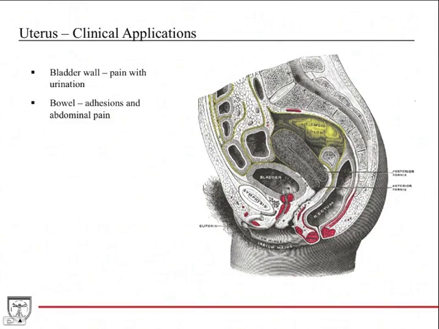You can also have it within the bladder wall. You can have ectopic tissue within the bladder wall. That again would present with pain with urination. You can have it in the bowel. You can have it in the rectum or any other parts of the bowel, even up into the abdomen. And these can create adhesions and then abdominal pain on presentation as well.